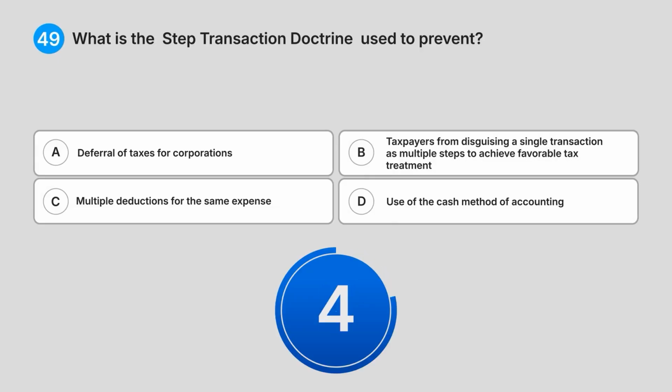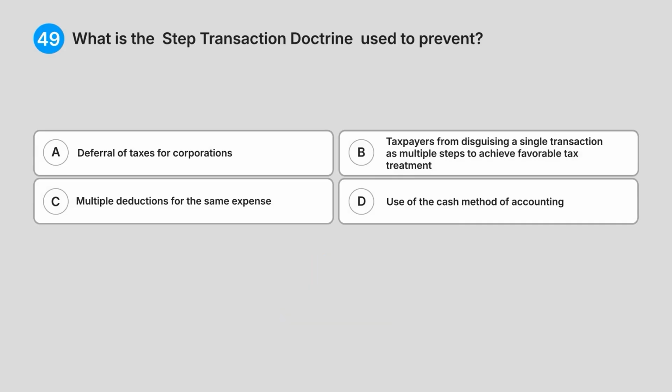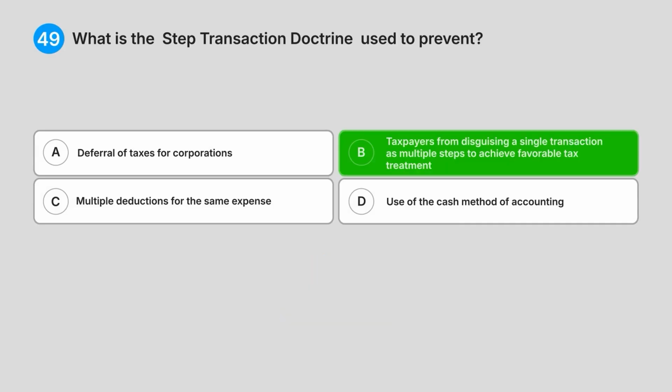Can you guess the answer? Correct answer, B. Taxpayers from disguising a single transaction as multiple steps to achieve favourable tax treatment.